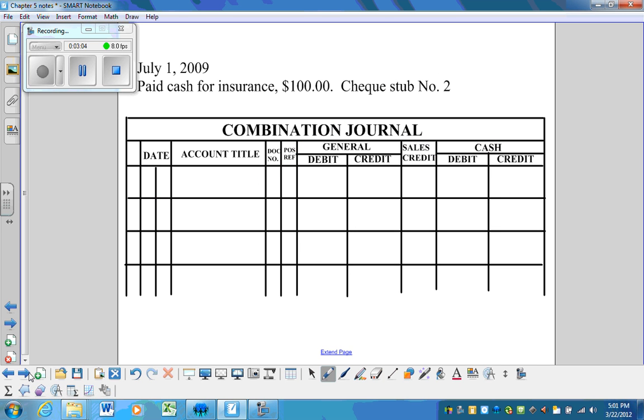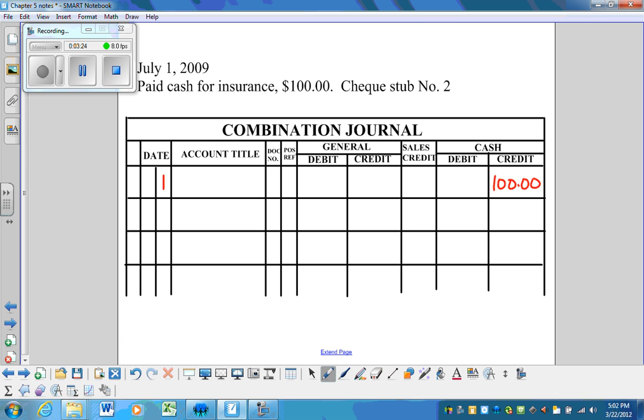Let's try another one from the start. July 1st, paid cash for insurance. Now, we're going to assume we don't need to put the month, July, down there again, because it'll just be a continuation. So just put the first again. Now your cash is going down, so that's a cash credit of 100.